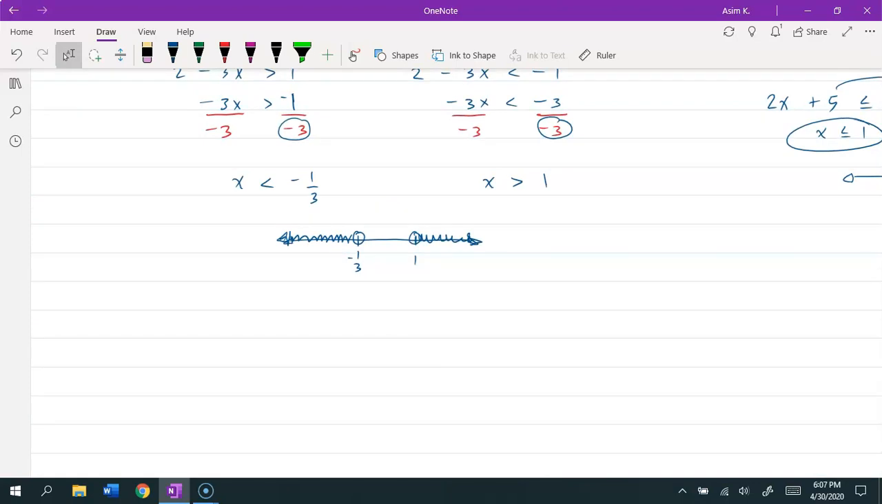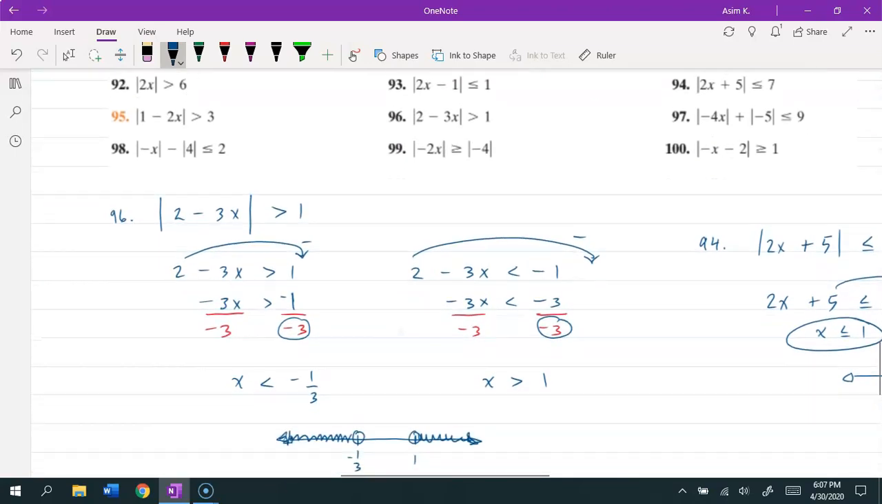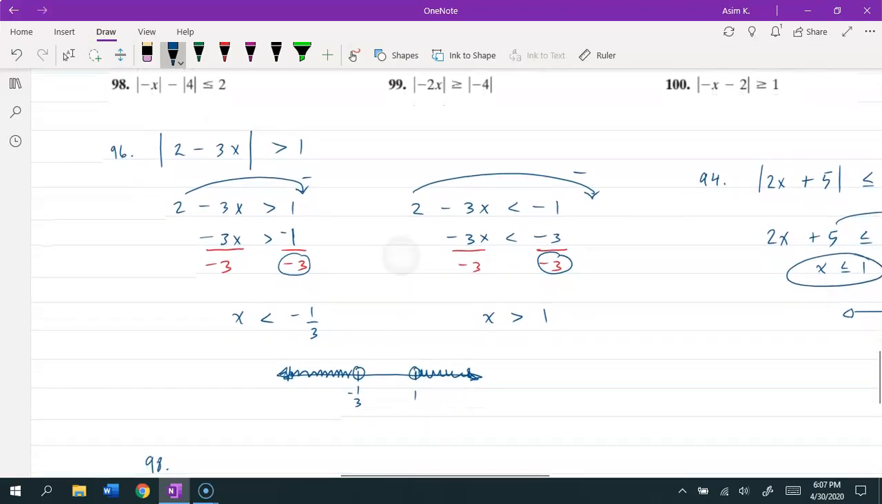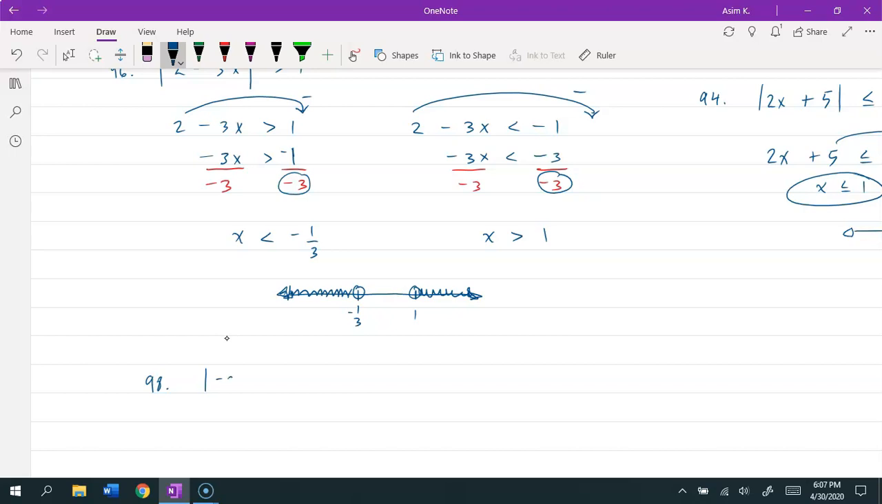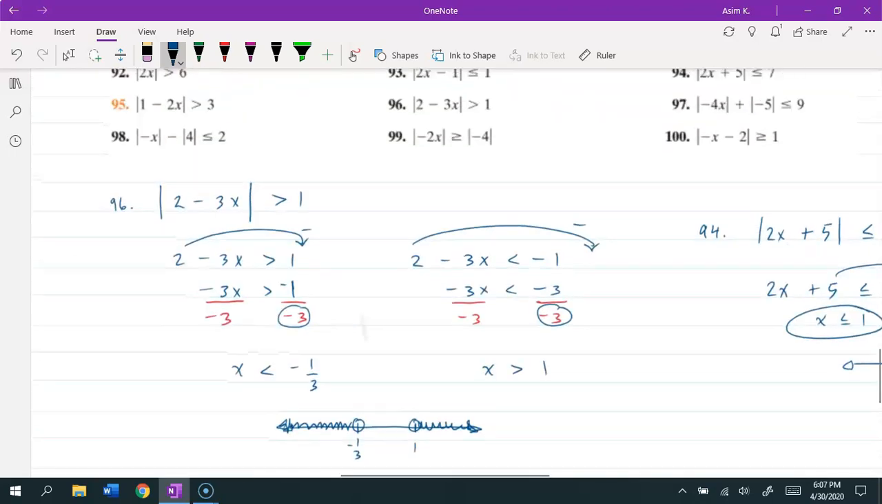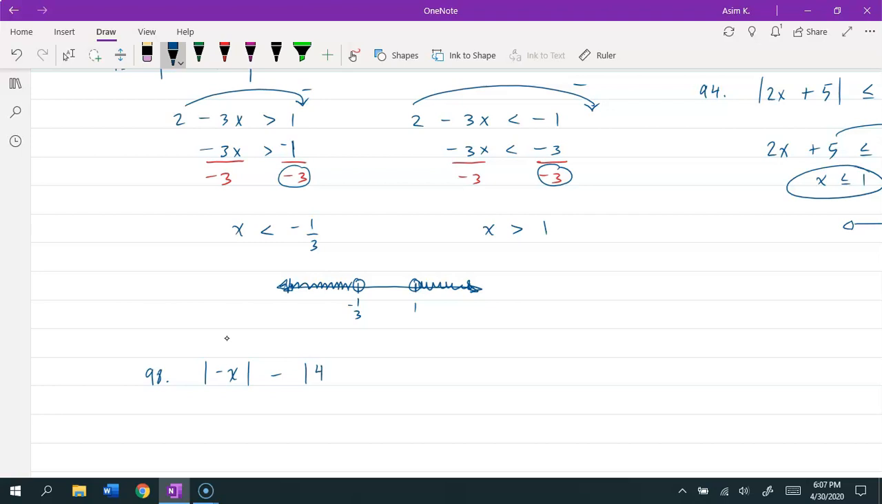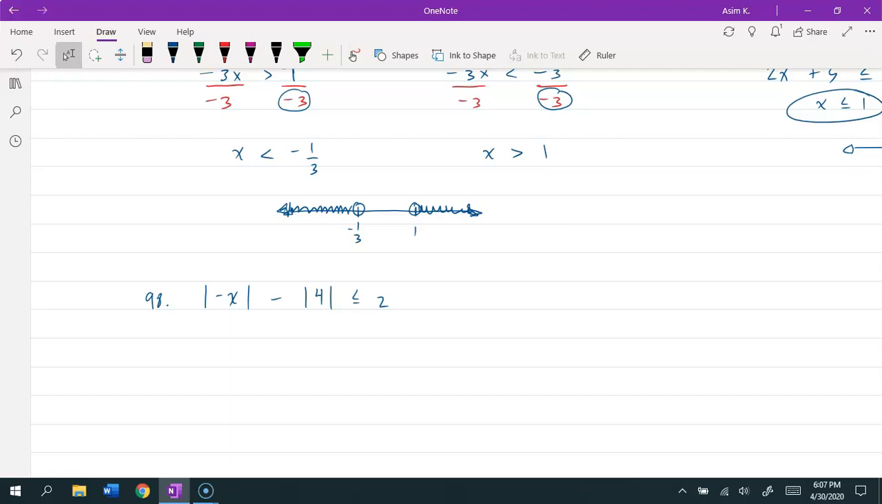All right, number 98. So these are simple, but they make them look complicated. The absolute value of negative x minus the absolute value of 4 is less than or equal to 2. And the reason why they write this, by the way, these are important questions to help you understand that whenever there's an absolute value around a number, you know the answer to that. You don't have to argue that. So in fact, the absolute value of 4 is simply 4.